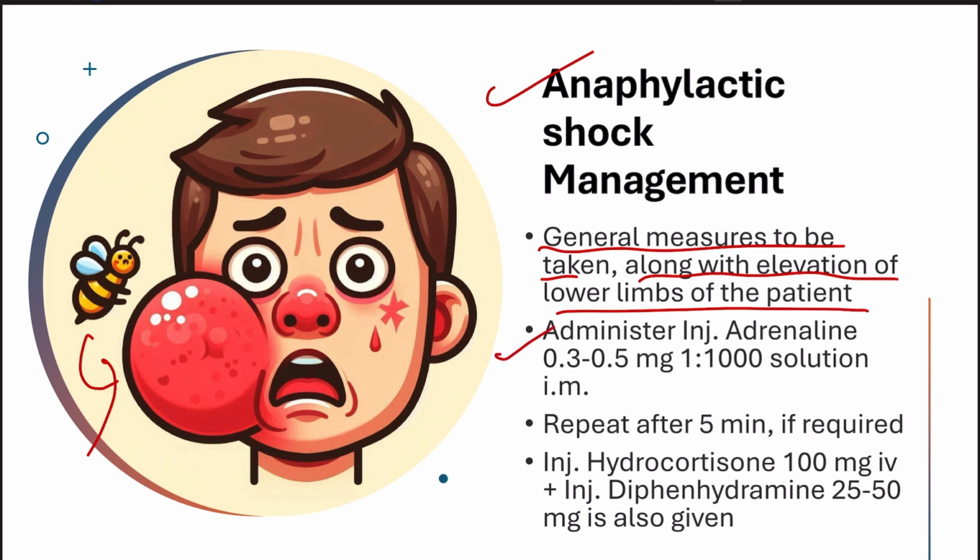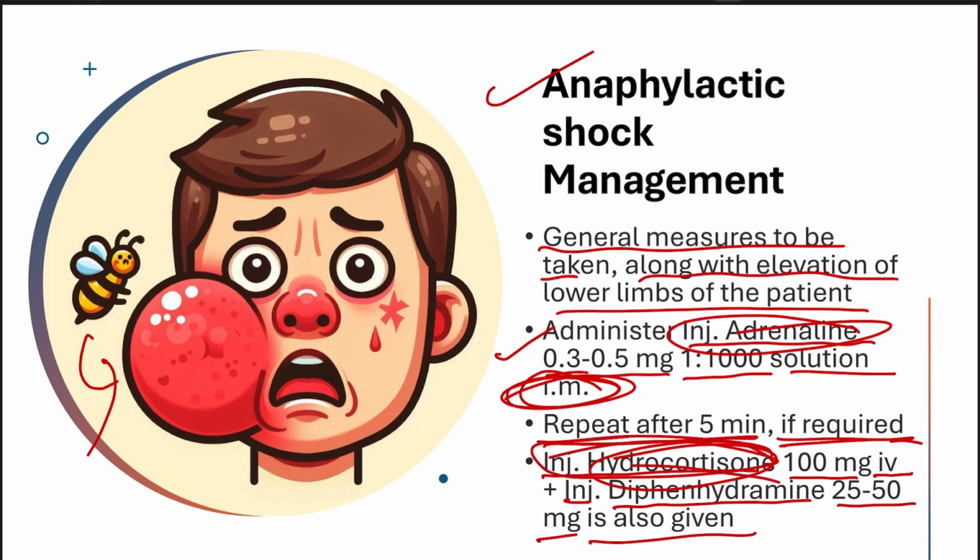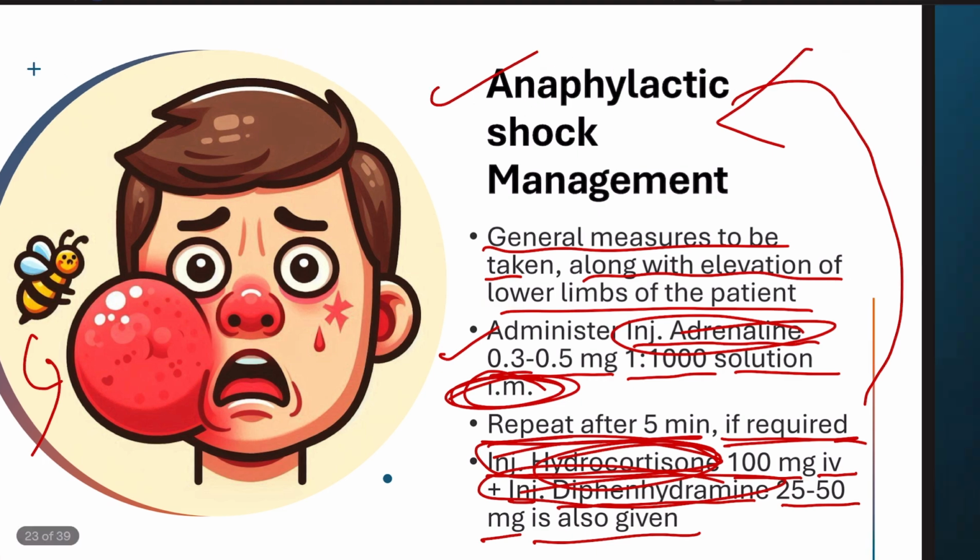And then we give the drug of choice, that is injection adrenaline, 0.3 to 0.5 milligram in 1:1000 solution given intramuscularly, and we can repeat this after 5 minutes if required. Along with this, we can also give injection hydrocortisone 100 milligram IV, and injection diphenhydramine, 25 to 50 milligram, along with hydrocortisone. So 3 drugs we are giving, that is injection adrenaline, injection hydrocortisone and injection diphenhydramine in case of anaphylactic shock.